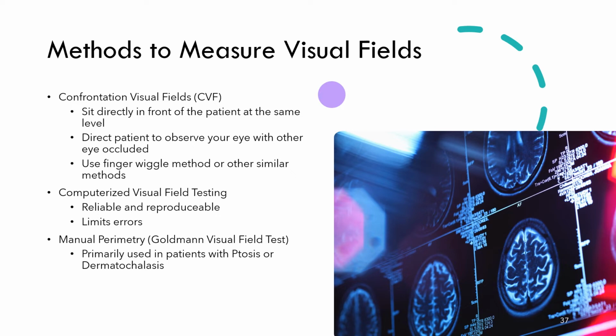But in doing a confrontation visual field, you should ensure that you sit directly in front of the patient, having your eyes level with theirs. You should have the patient close one eye completely with their hand while observing your open eye with the other. And then, holding your hands in your peripheral vision, you should begin to wiggle your fingers and ask the patient to indicate when they can see them. Any areas where the patient can't see the fingers wiggling should be marked on the chart.